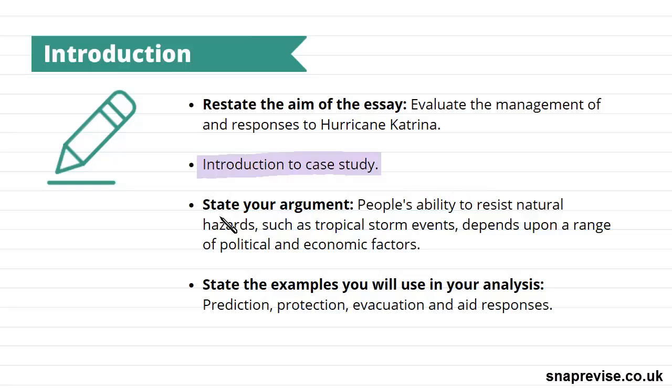After this, you want to state your argument. So in this case, I'm going to be arguing that people's ability to resist natural hazards, such as tropical storms, depend upon a range of political and economic factors. And I'll state also the examples that I'm going to use in my analysis, which will be looking at the prediction, protection, evacuation, and aid responses to Hurricane Katrina.